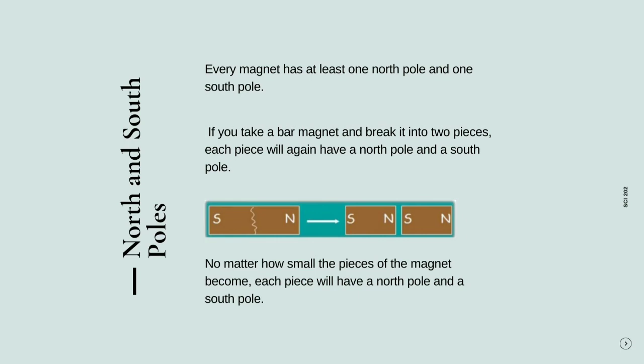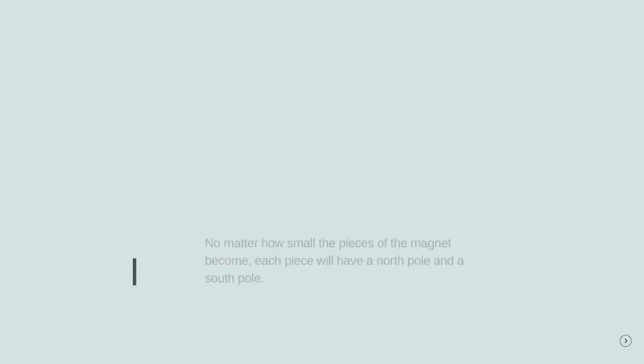Every magnet has at least one north pole and one south pole. If you take a bar magnet and break it into two pieces, each piece will again have a north pole and a south pole. No matter how small the pieces of the magnet become, each piece will have a north pole and a south pole.